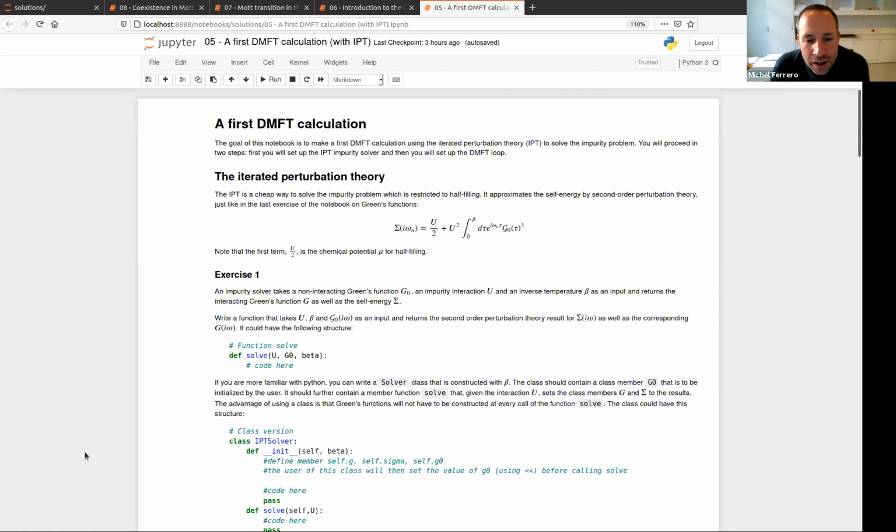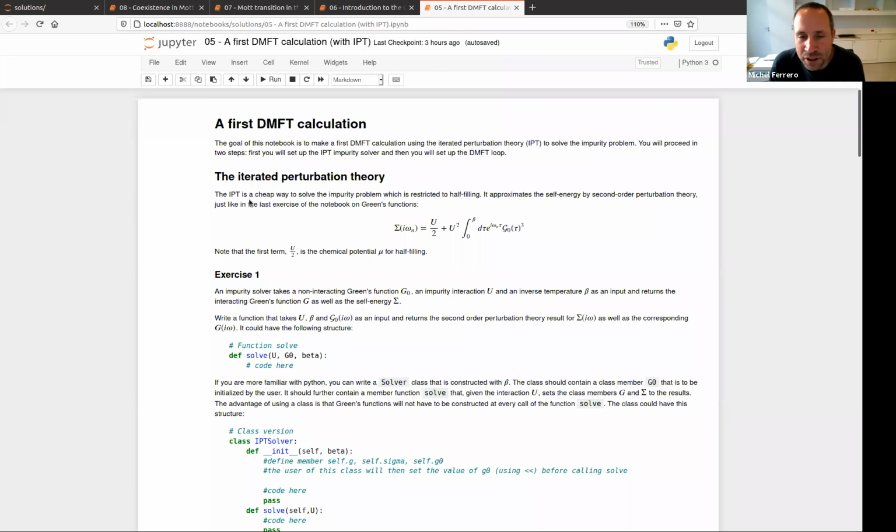Okay. I know this is probably going fast for some of you that have just started the notebooks, but I still want to make sure we can discuss this one. I think it's probably the most important notebook, as it is a first opportunity to really see the Mott transition as it appears in DMFT.